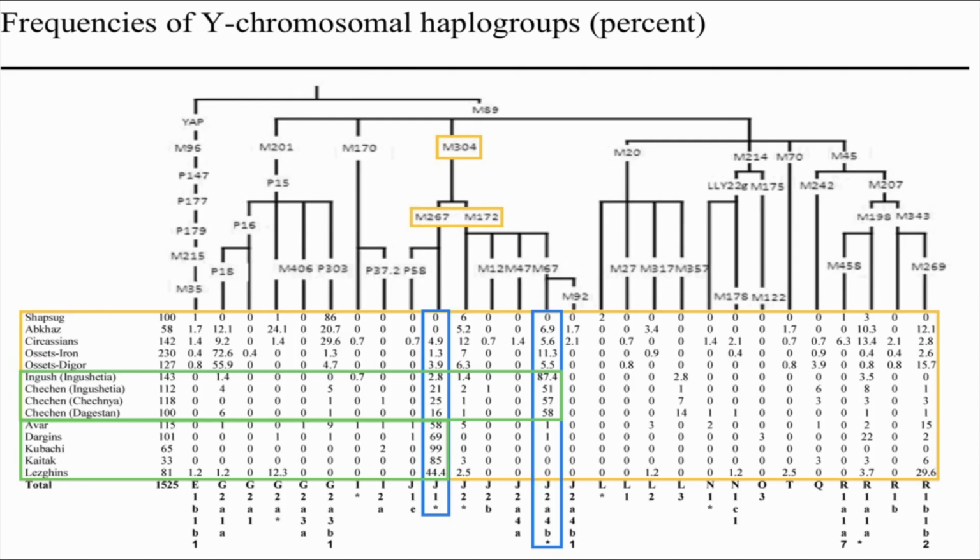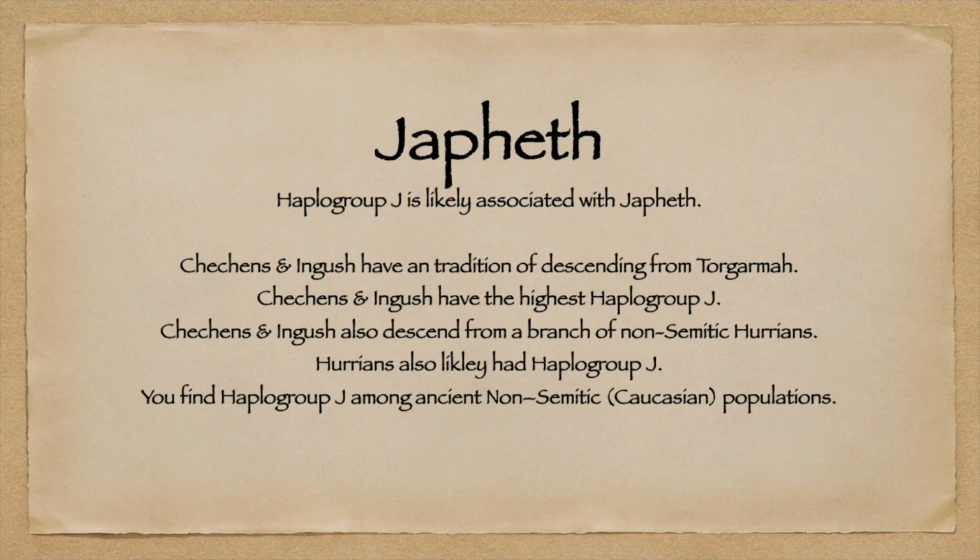And so again, just showing you peoples with some of the highest amounts of haplogroup J in the Caucasus, and we see that these Nakh-Dagestani populations that I have highlighted in green, they have up to 87 to 99% of haplogroup J, both J1 and J2. So this really seems to be who J is mostly associated with in ancient times. It's really more Caucasian than it is anything else. So haplogroup J is likely associated with Japheth.